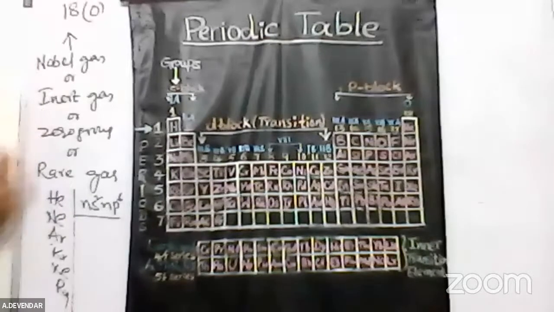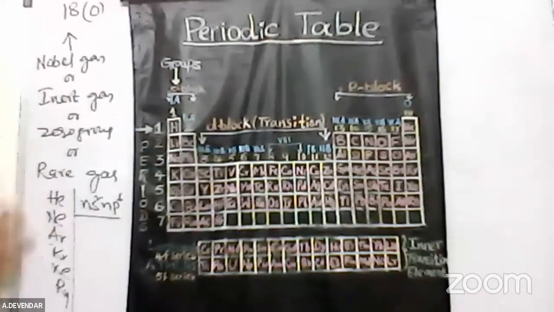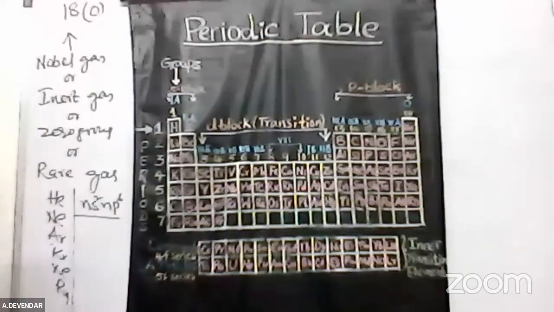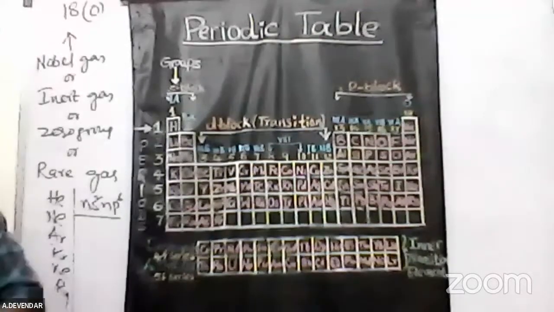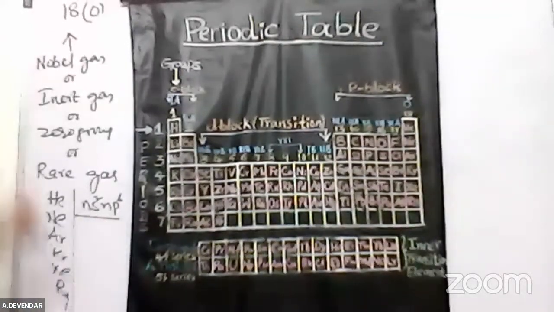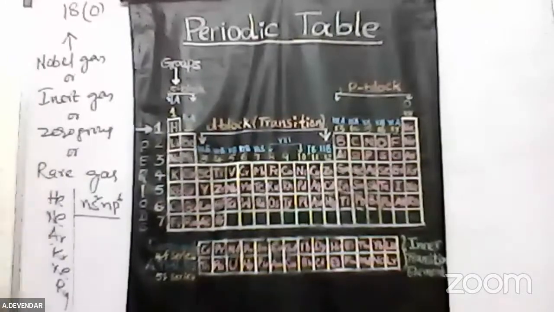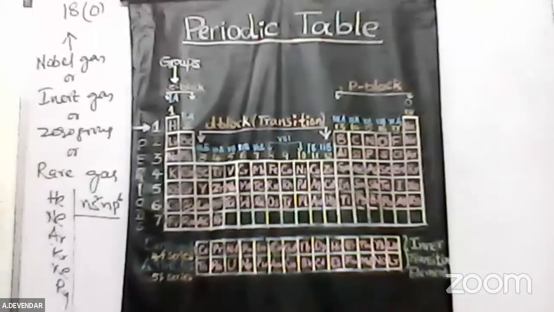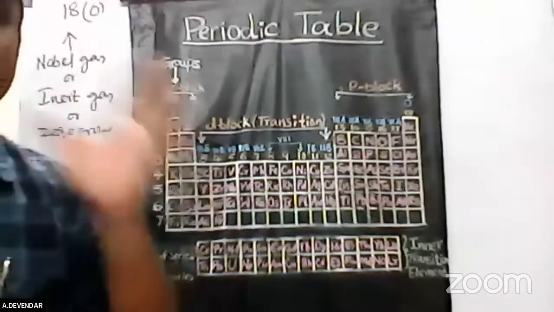Inertness. Zero means the valency is zero. Valency means combining capacity. They do not combine with any other elements. That's why it is zero valency. Rare gases means they are present only in a very minute fraction in the atmosphere.